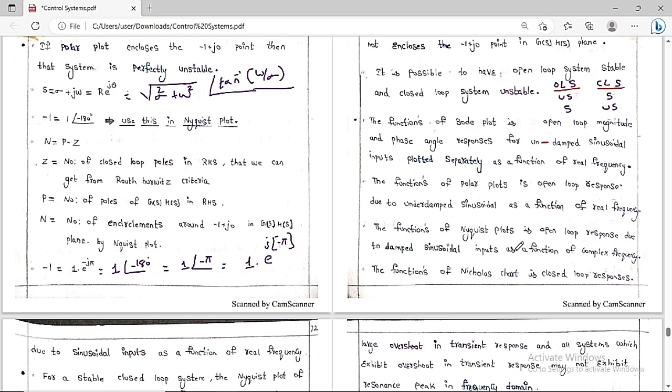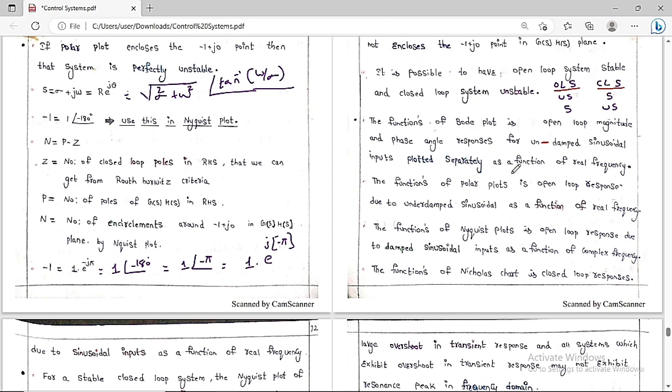So finally I can say in the case of Bode analysis, polar analysis and Nyquist analysis, we are going to use this analysis only for the open loop transfer function, whereas the Nichols chart analysis is used for the closed loop systems. In the case of Bode plot analysis and polar plot analysis, we are going to use the real frequency, omega varying from 0 to infinity. Whereas in the Nyquist plot, we are going to use the complex frequency.